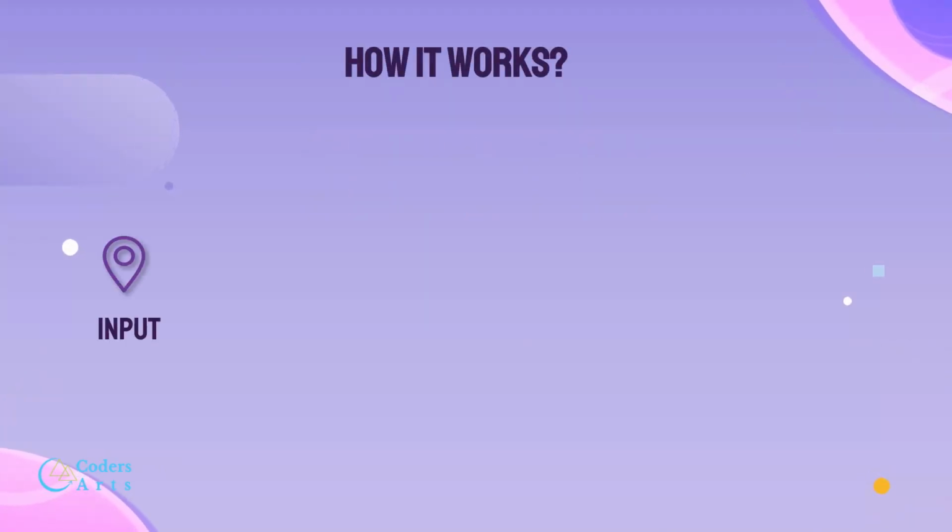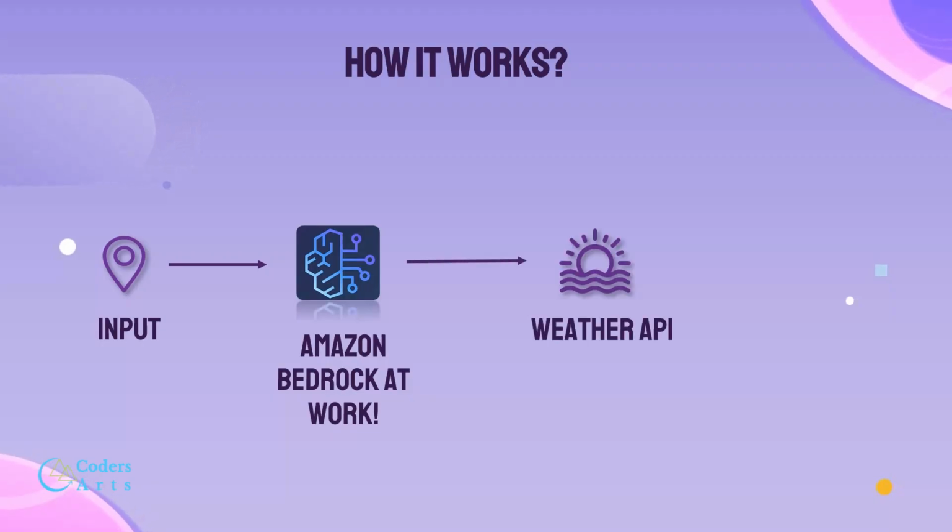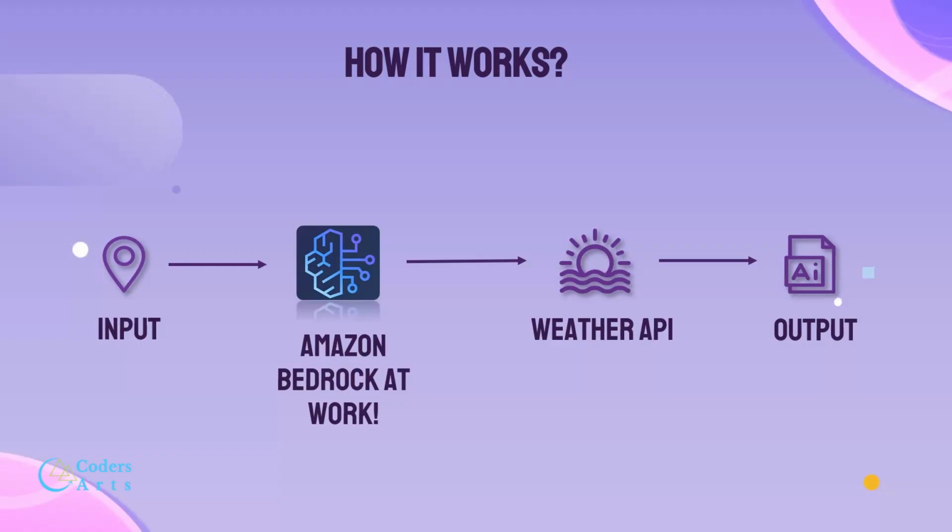So think of it like this. The first step is you enter a location, any city or place you're curious about. Then the app sends your input to a foundation model on Amazon Bedrock using the Converse API. Then the model interprets your request and understands that you're asking for weather information. It then triggers a weather API to fetch real-time weather data for the given location. And finally, the app displays the current weather conditions including temperature, humidity, and more right on your screen.